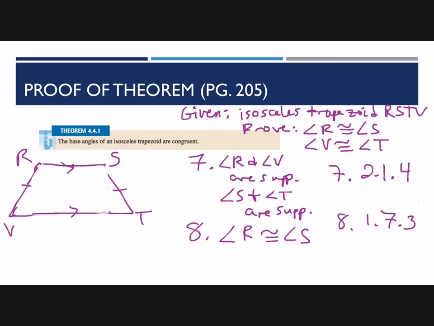and that one states that if two angles, in this case R and S, are supplementary to the same angle or to congruent angles, okay, so R and S are supplementary to V and T, which I've already established to be congruent, then the conclusion is that these angles, R and S, are congruent. All right, so now we've shown that R and S are congruent and V and T are also congruent.